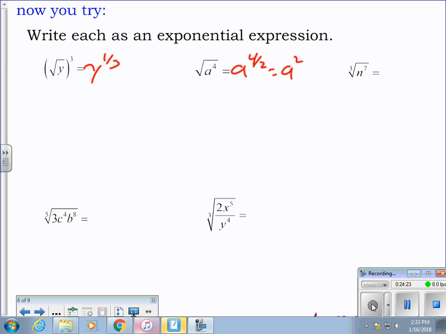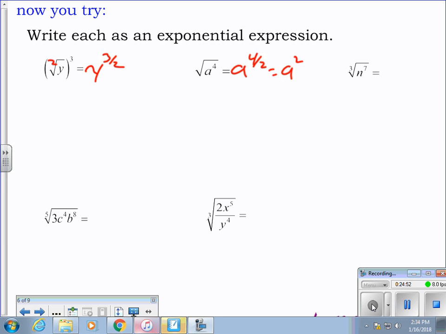Yes? The first one will be 3 over 2? Oh, yes, you're right. My bad. Thank you for pointing that out. I saw the 3, and for some reason I thought that was a cube root. My mistake. That is an index of 2, so y to the 1/2. Thank you for catching that. My bad. Okay.